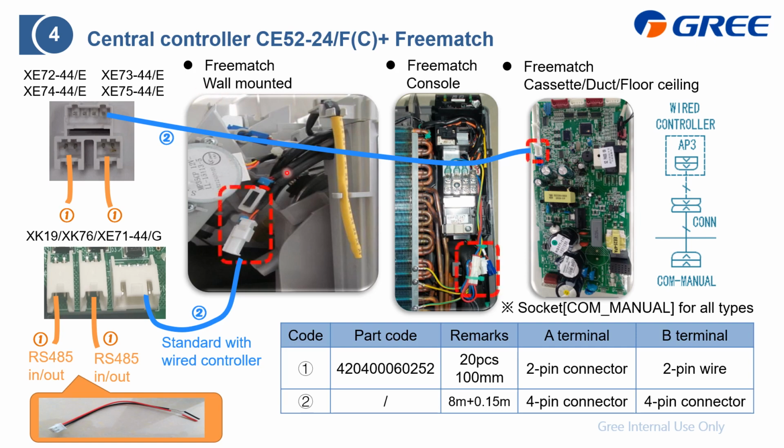If it is wall mounted, you need to connect here. And if it is console type, connect here, select the socket. And if it is cassette type, duct type, or floor ceiling type, connect here. Basically, you just need to connect to the COM manual, this port. This is to control the indoor unit.